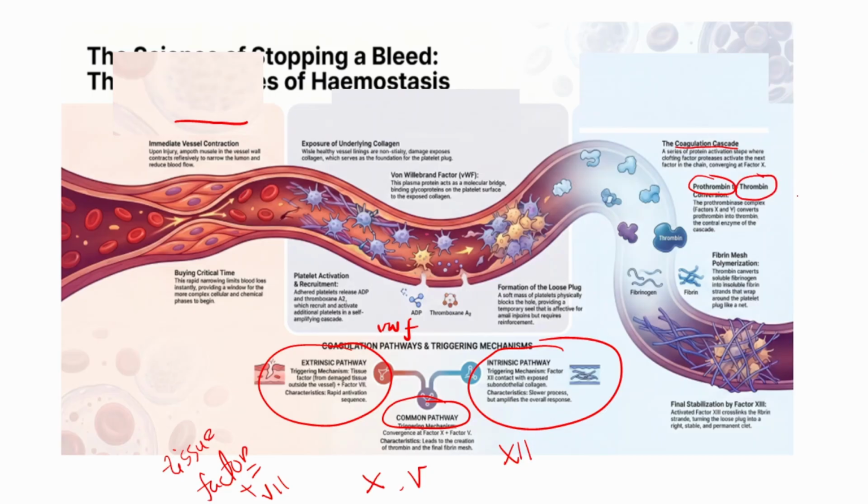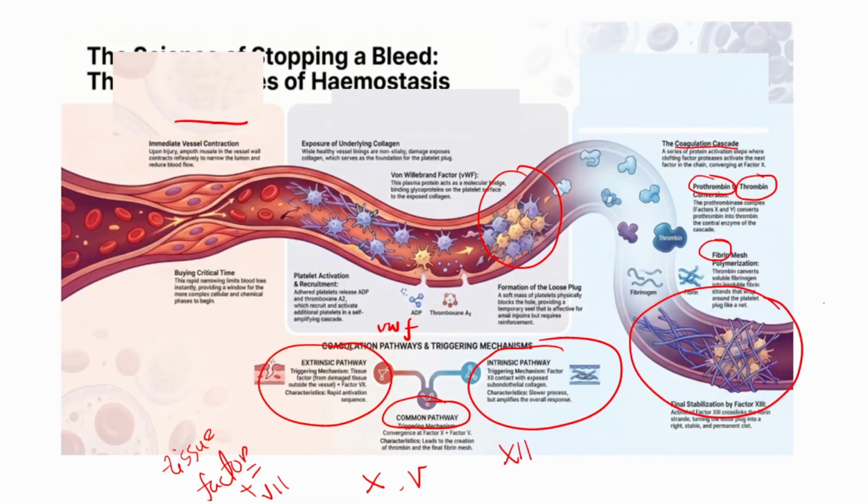Thrombin then acts as a catalytic powerhouse, cleaving the large soluble plasma protein fibrinogen into insoluble thread-like strands of monomeric fibrin. These strands spontaneously become polymers, that means polymerize, wrapping around the loose platelet plug that was created earlier, like a reinforced mesh net that you see over here.